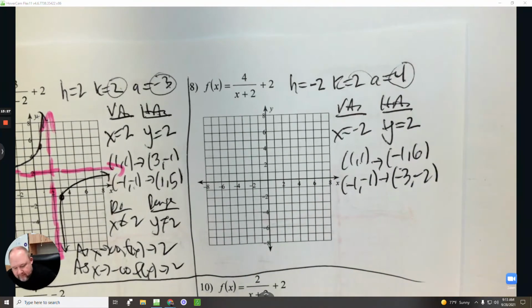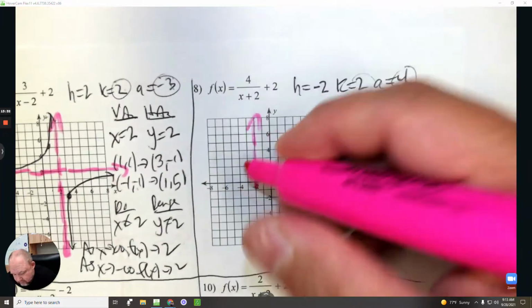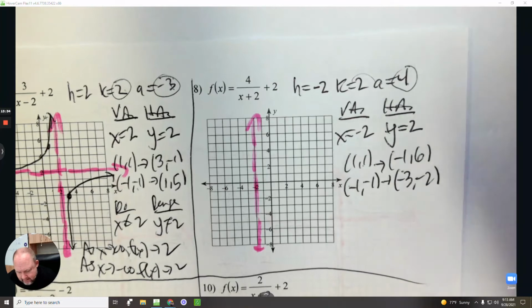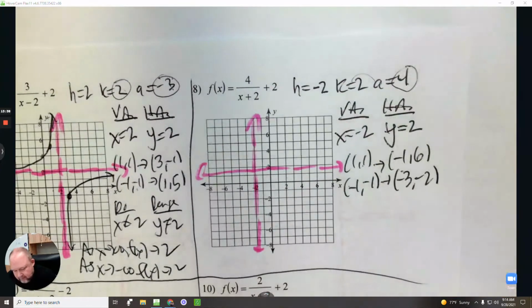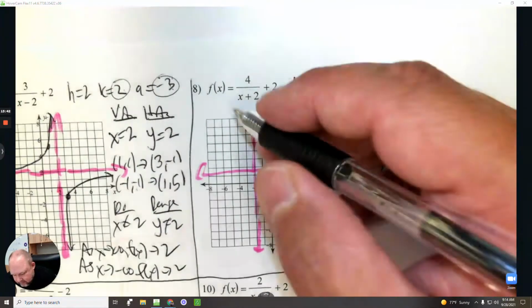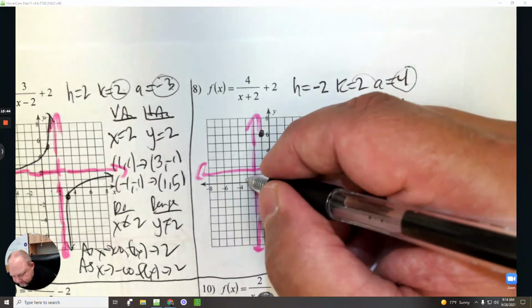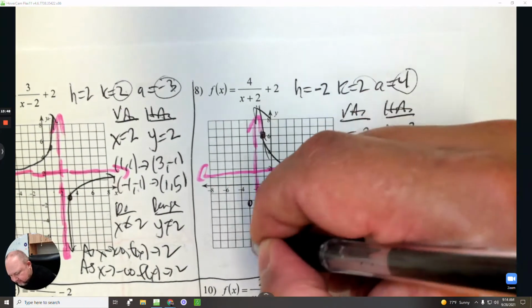And those are the points and the asymptotes that I'll put on my graph. So at x equals negative 2 and at y equals 2, the points are negative 1, 6, and negative 3, 2, and then draw the curve that goes through those points.